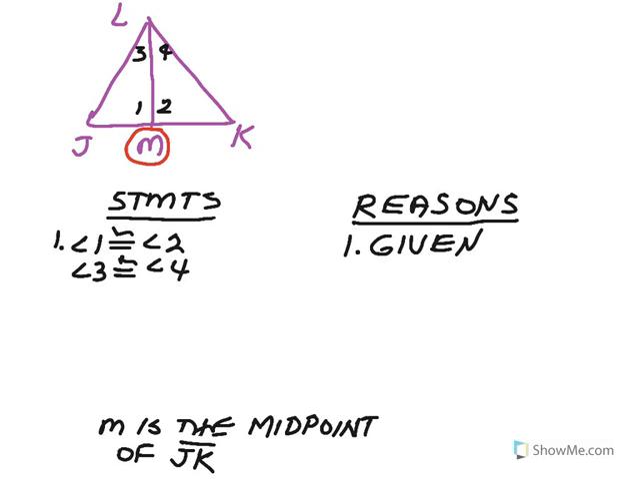So let's look at what I'm given. Angle 1 is congruent to angle 2, and angle 3 up here is congruent to angle 4. So I almost have those triangles congruent. I've got two angles, and if I pick up the included side down the middle, I'll have a congruent triangle. So let's say that segment LM is congruent to itself by reflexive property.